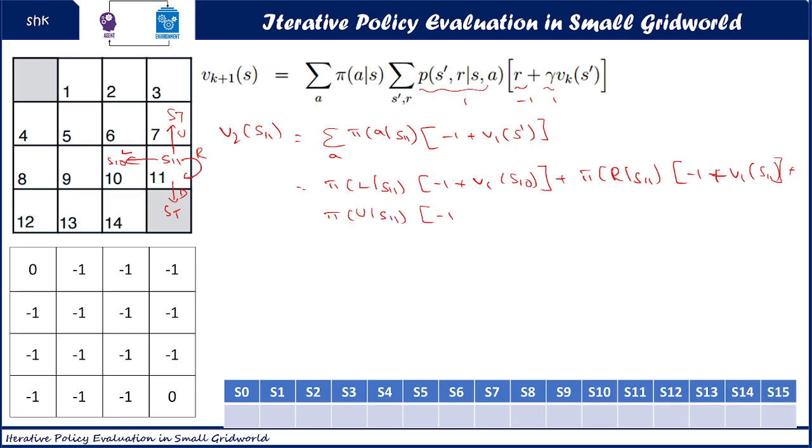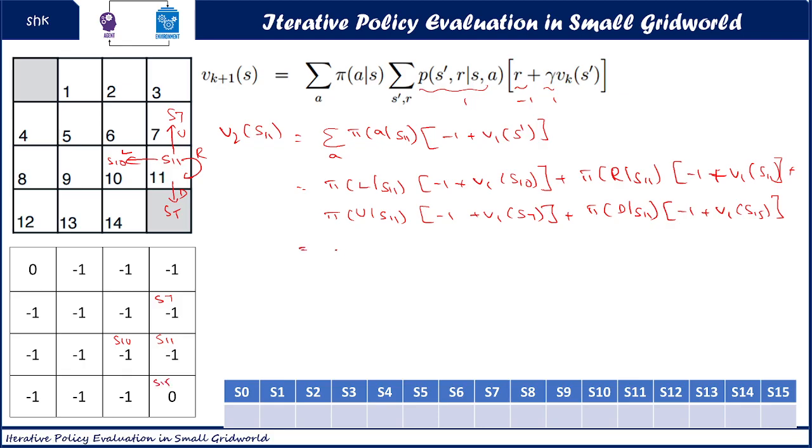Plus the probability of up action from S11. When you take the up action from S11, the state changes to S7, so that is V1 of S7. Probability of down action from S11 state, minus 1 is the reward, plus V1 of the next state. What is the next state for down action? It is S15, the terminal state. Now for calculating V2 of S11, what do we require? S10 we require. V1 of S10 is minus 1, V1 of S11 is minus 1, V1 of S7 is minus 1, and V1 of the terminal state S15 is 0.